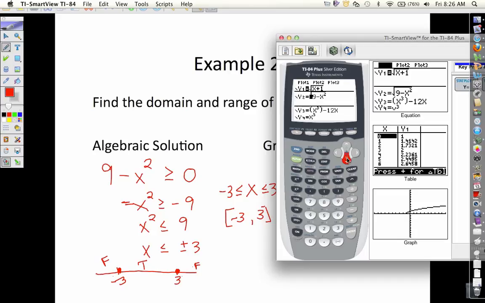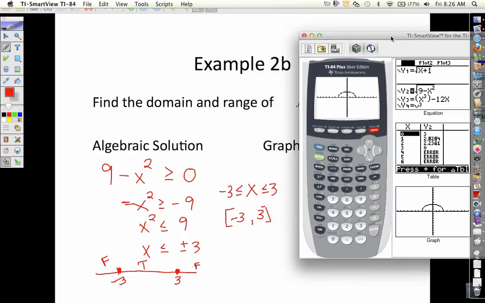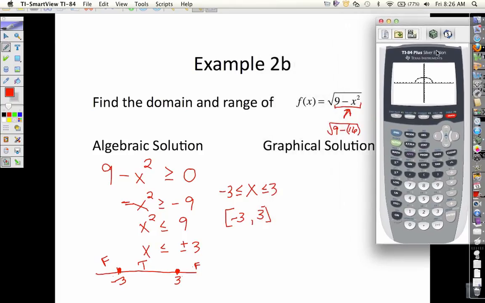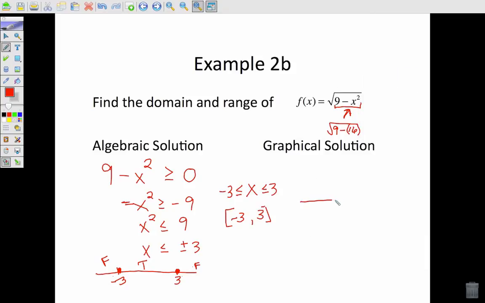So go to your y equals. Let me go ahead and turn this first graph off and turn the second one on so we can see it. There you go. So you can see that this curve exists between -3 and +3. This is what it would look like. It's a half circle. Looks like that. So again, the domain is the same, -3 to 3.